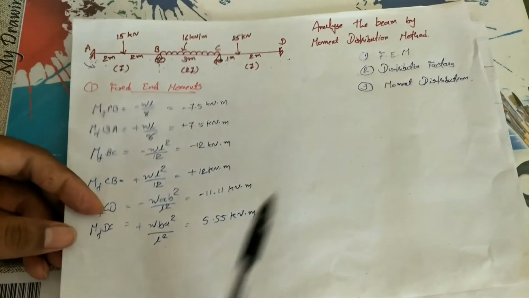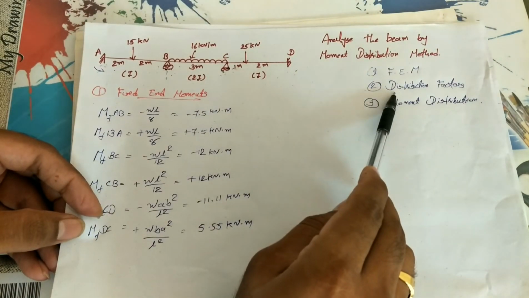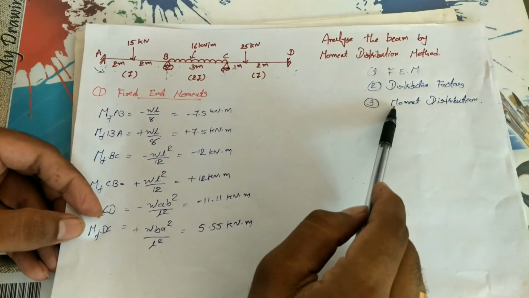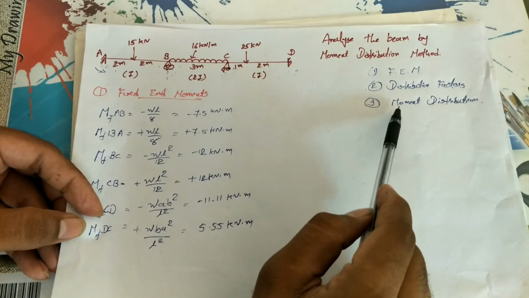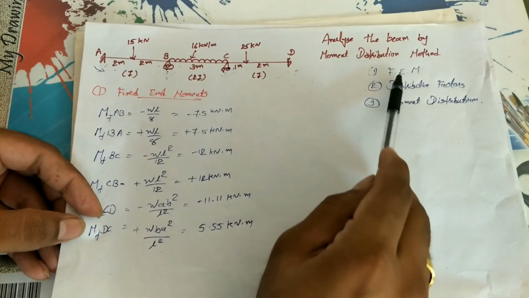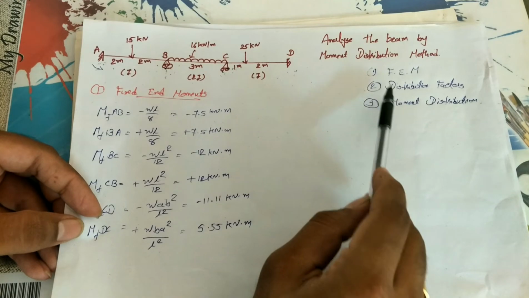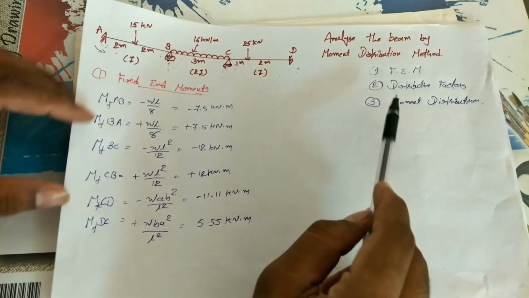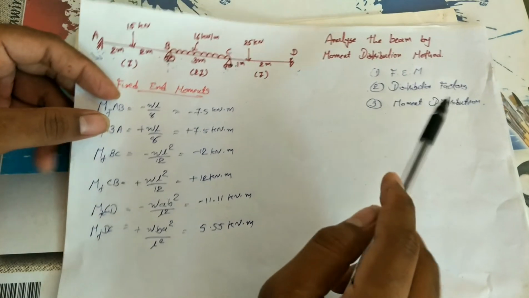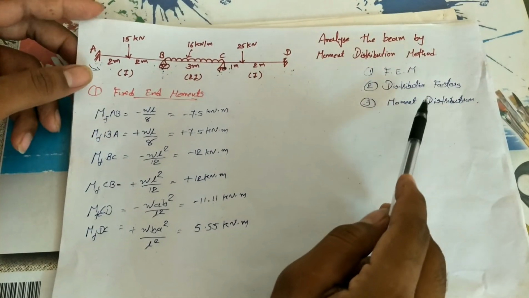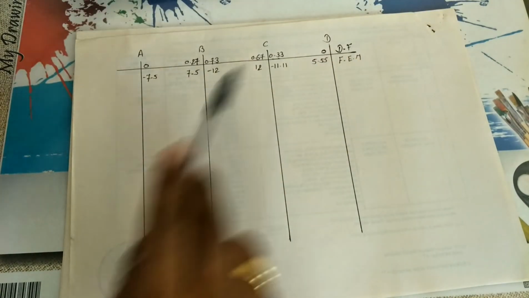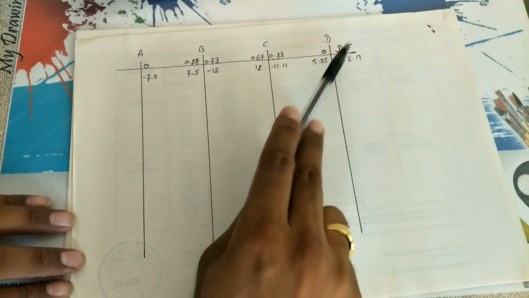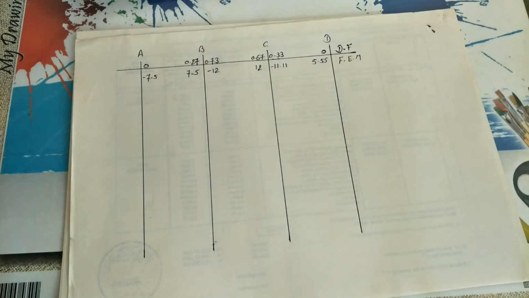So this is all about the first two steps, fixed end moments and distribution factor. If these two values are wrong, you will not be able to get your final answer. You cannot calculate moment distribution if these two answers are wrong. So this is the first step, fixed end moments and distribution factors. Now the next step is to calculate the moment distribution. For that I have prepared a table like this. This is nothing but your calculated values, distribution factor and fixed end moment.